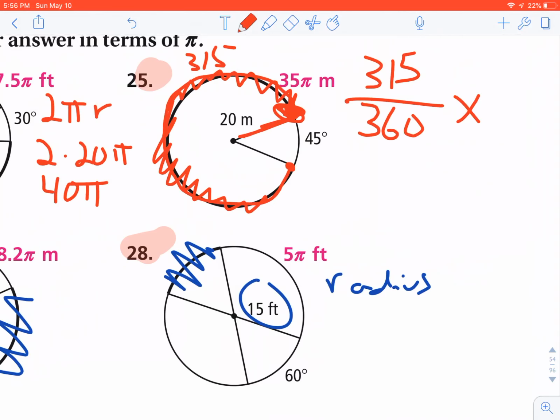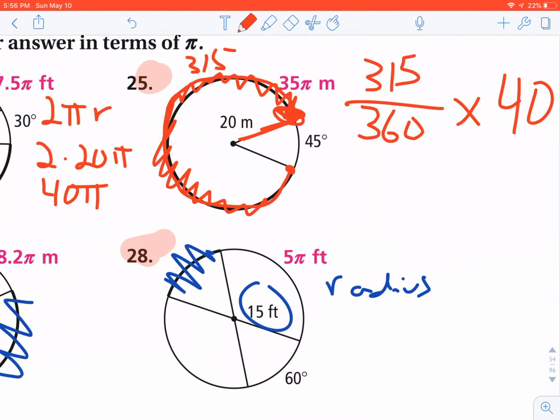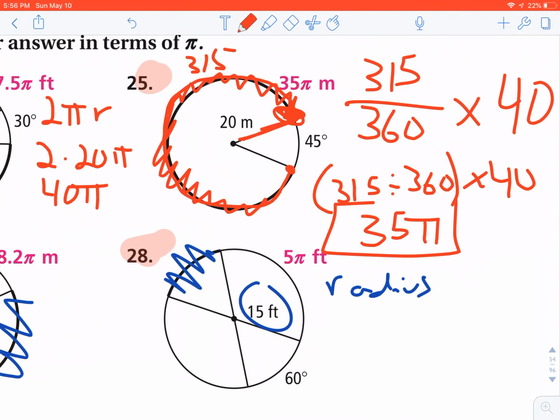And I'm going to multiply that by my 40 pi, which I'm going to ignore pi for a minute because in your calculator, all you're going to do, 315, division button 360, close parentheses, times 40. When you hit enter, that should spit out 35, and you attach your pi there on the end. And meters, of course, for your units. Okay?